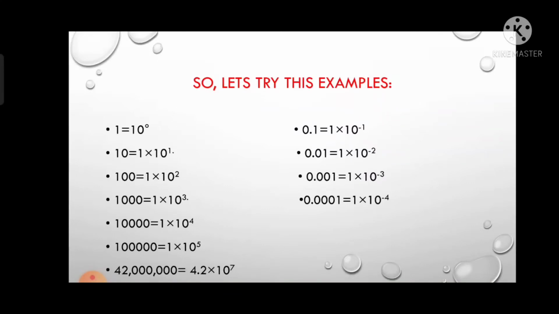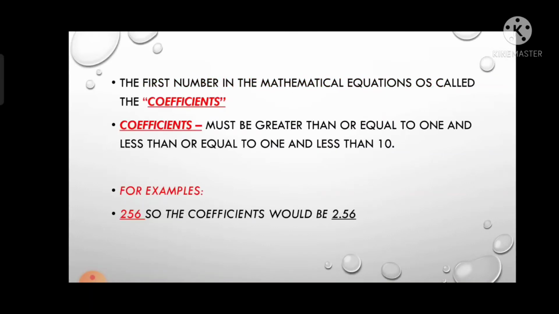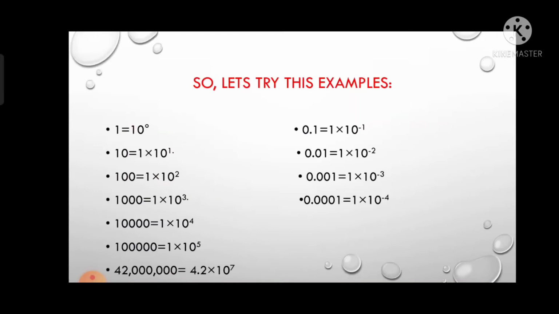So, another, 0.1 is equal to 1 times 10 to the power of negative 1. And then 0.01 is equal to 1 times 10 to the power of negative 2. And then 0.001 is equal to 1 times 10 to the power of negative 3. And then 0.0001 is equal to 1 times 10 to the power of negative 4. So, mao na ang example sa scientific notation.